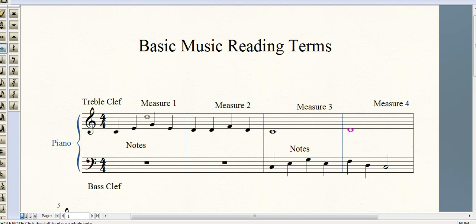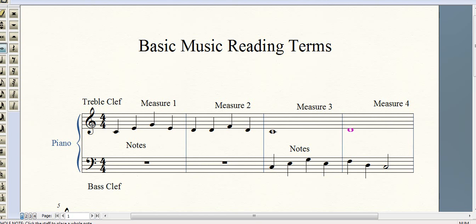We're going to start reading music next week. We're going to start learning the names of our notes in both the treble and the bass clef. So I want to just introduce you to some basic terms here. First of all, you see over here, this is the treble clef. You see I'm putting my mouse over it. It says treble clef right here. You see that this is called the bass clef.